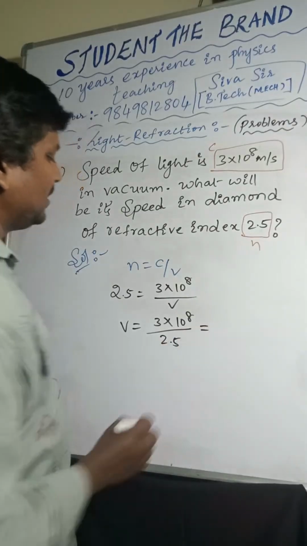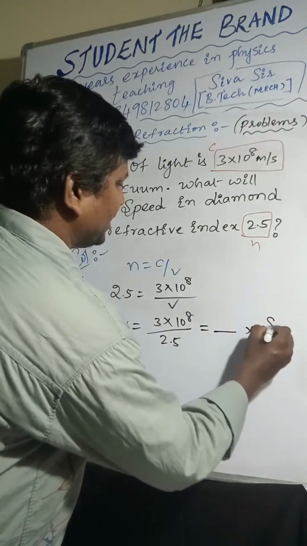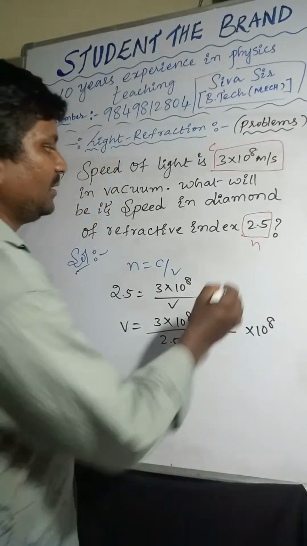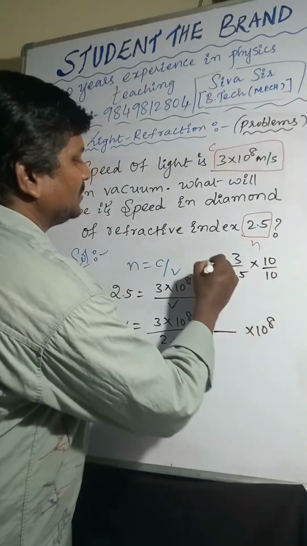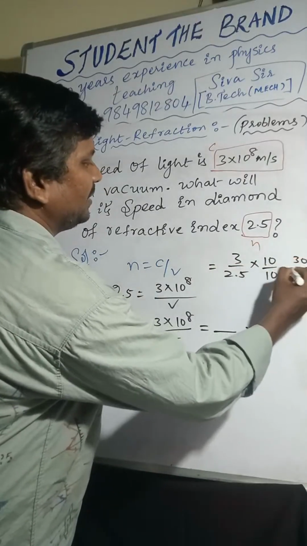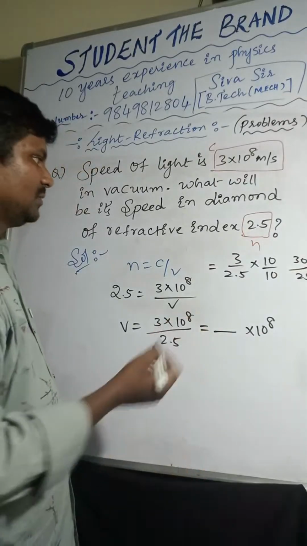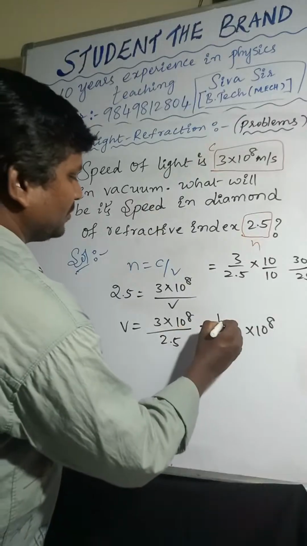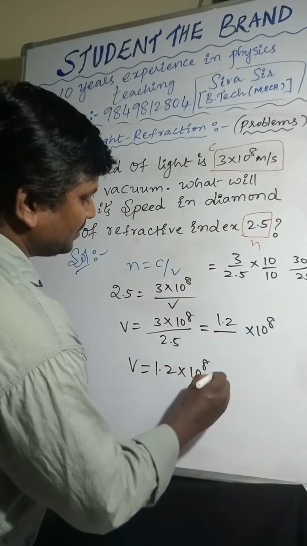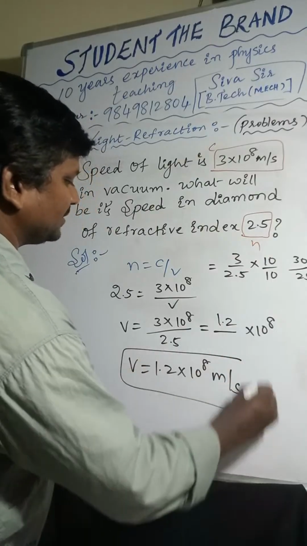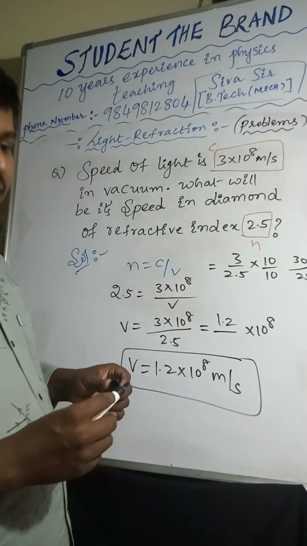This value, 3 into 10 power 8, means 3 by 2.5. So we can take 10 by 10, so that is nothing but 30 by 25, so 1.2. So v equal to 1.2 into 10 power 8 meter per second. So this is the answer. Now do it once again, you can do it.